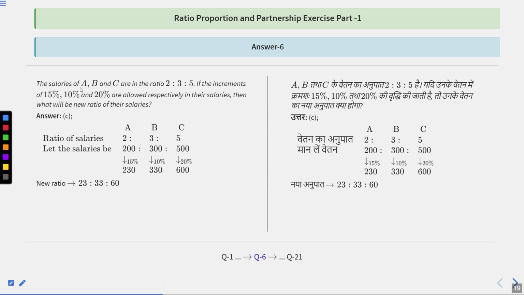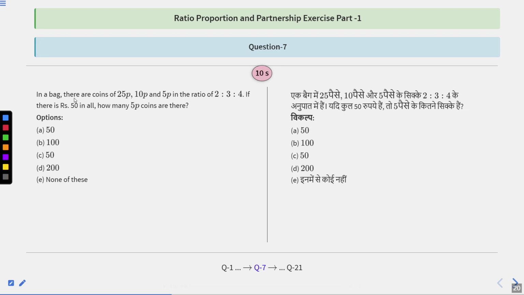Now the question says the salaries of A, B and C are in ratio 2:3:5. First we can write it 2:3:5, and again we multiply by 100, so the ratio will be the same. Now the question says the salary of A increases by 15%. So 200 increased by 15%, 300 increased by 10%, and C's salary 500 increased by 20%. So A's salary will become 230, B's salary becomes 330 and C's salary becomes 600. So what will be the ratio? We just simplify it. So 23:33:60 will be the new ratio. So this is the correct answer.